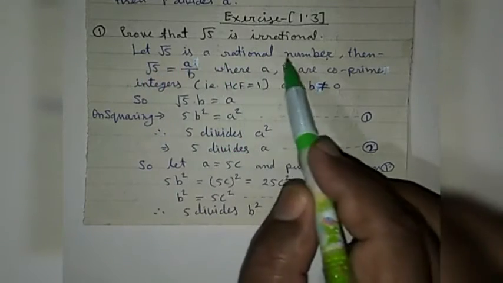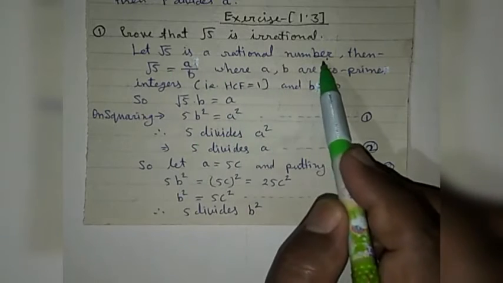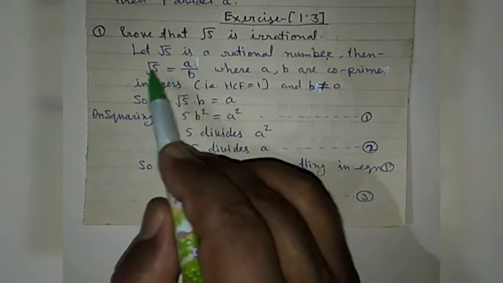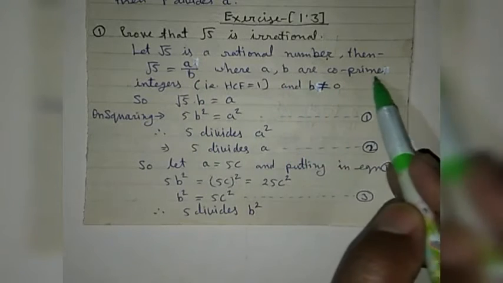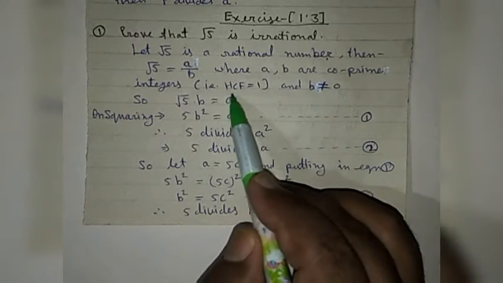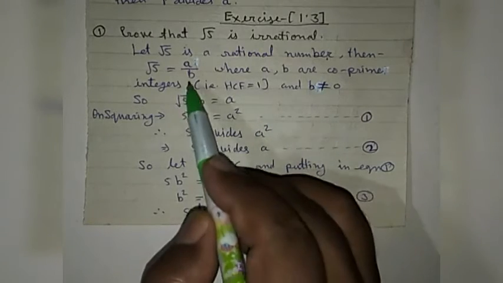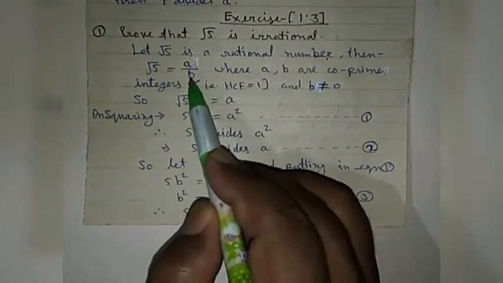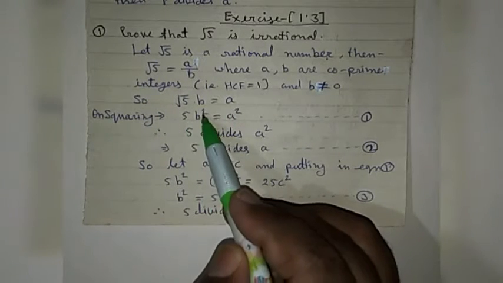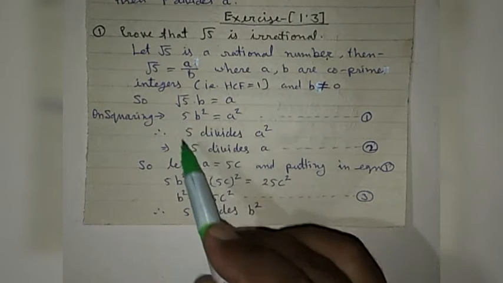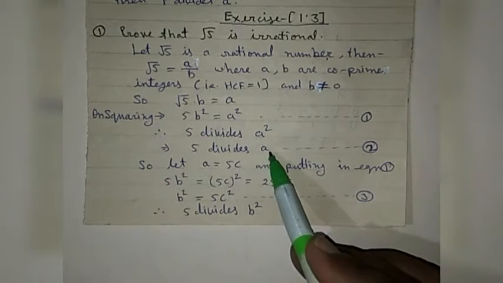Let root 5 be a rational number, meaning the opposite statement of the given question. Root 5 is a rational number, so it can be represented as root 5 equal to a upon b, where a and b are co-prime integers, that is HCF is equal to 1 and b is not equal to 0. So by cross multiplying, root 5 into b equal to a, squaring on both sides, we get 5b square equal to a square, means 5 divides a square, that means 5 divides a also.